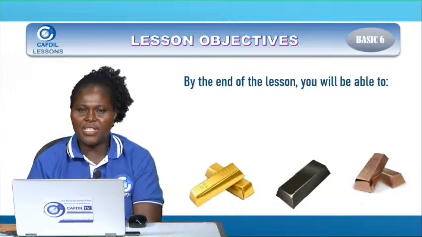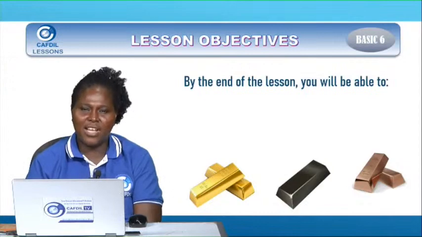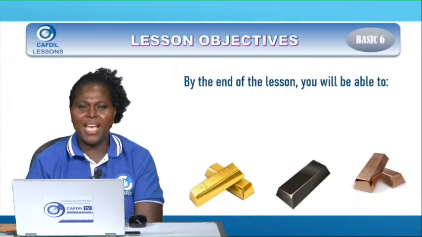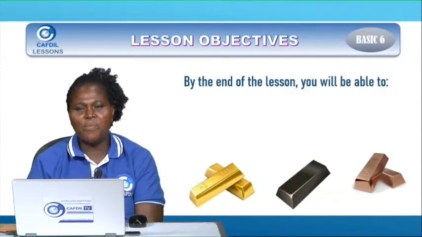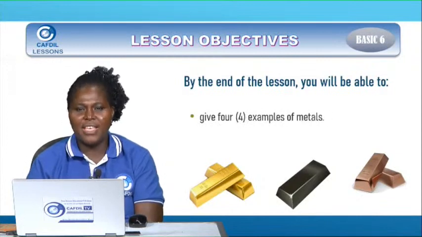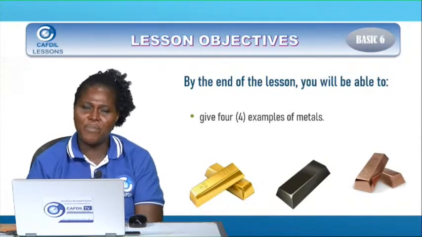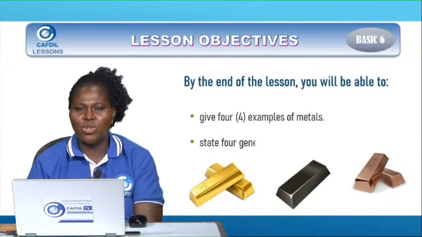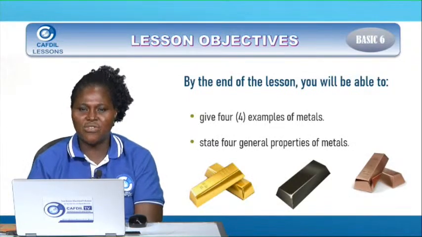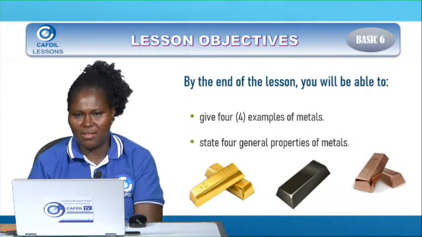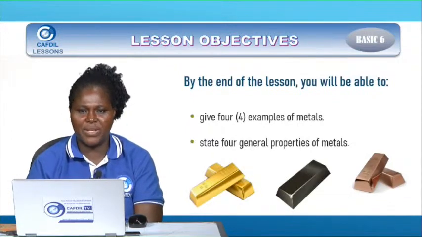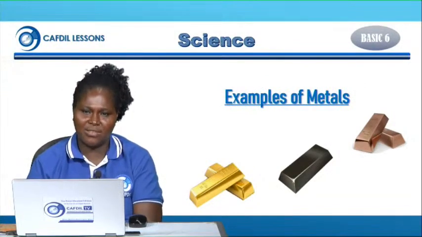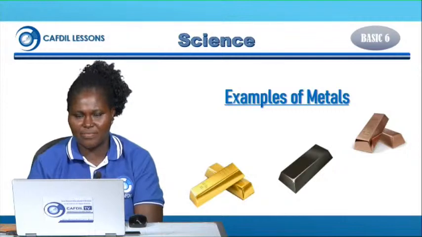Now, today's lesson, before we start, let's look at our lesson objectives. By the end of the lesson, you will be able to: 1. Give 4 examples of metals. 2. State 4 general properties of metals. Good. Now let's start our lesson with examples of metals.